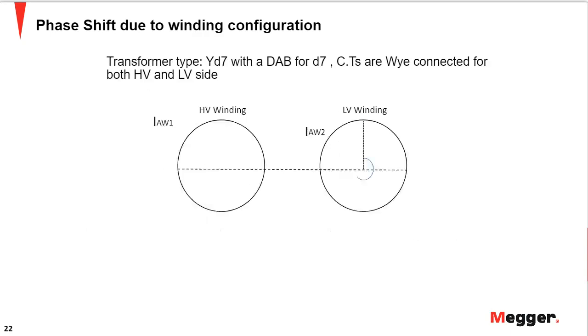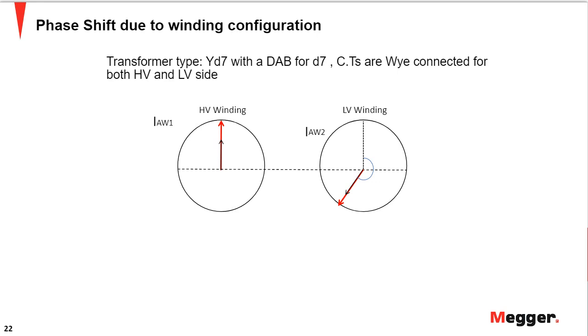But what if you have a system where your CTs are Y connected on both high and low, but you have a delta Y transformer involved, which in this case is a YD7 with the DAB connection for the delta side, right? So the currents that are on the line side, the primary and the secondary, that is how the currents are to start with. Now the relays will also be seeing these currents. You see there is a clear phase difference, right?